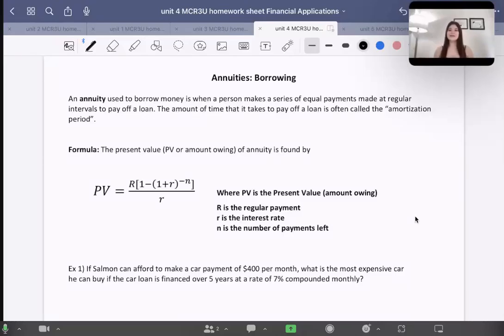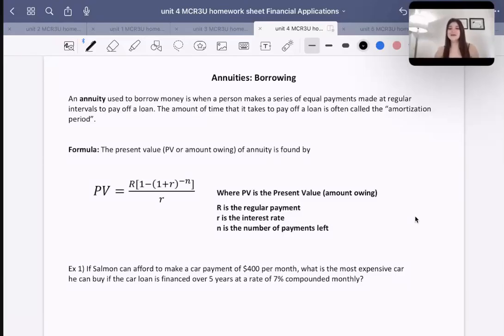Hello, everyone. Welcome back. Today we are going to be talking about annuities, but borrowing. So, again, last time we talked about how we can make certain payments for a certain length of time and invest those at a certain rate. But in this case, we're going to be talking about how this works when we're borrowing money from a person.